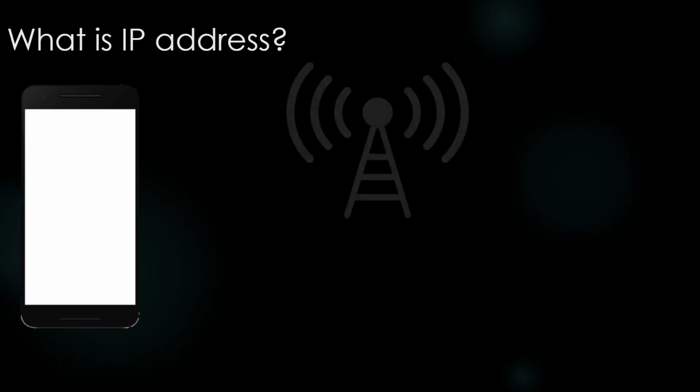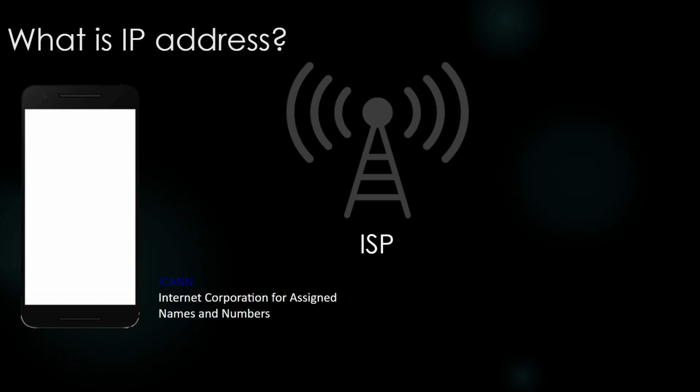When you purchase a plan from your internet service provider, let's say Vodafone, they will allocate an IP address to your device. So using the IP address, you can access the internet. Your ISP gets an IP address from ICANN, which is Internet Corporation for Assigned Names and Numbers. ICANN manages IP addresses globally.